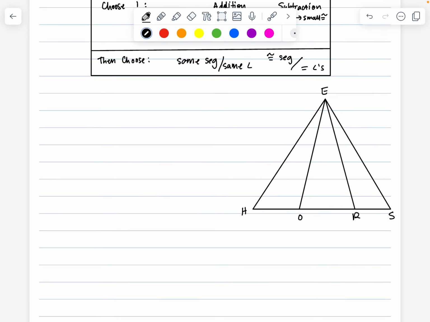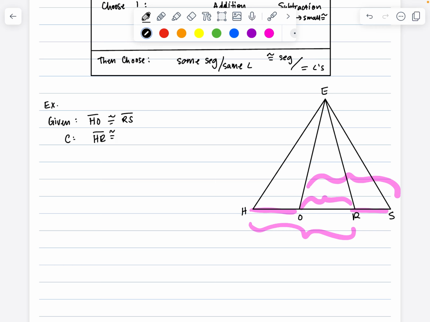Now, continuing with this diagram, I'm going to say given. So we're going straight into some examples. Given HO is congruent to RS. This is the example that I just provided. What can we ultimately conclude? So we have a small segment and a small segment. And we just saw that if we add this piece to both, we'll have two congruent pieces, right? So our conclusion is HR is going to be congruent to OS.